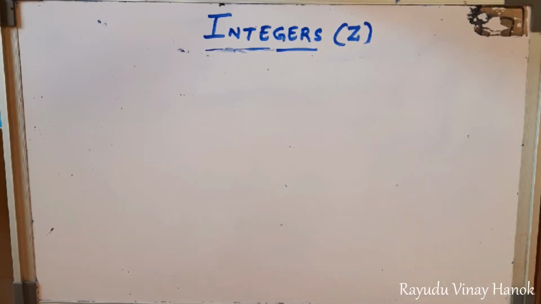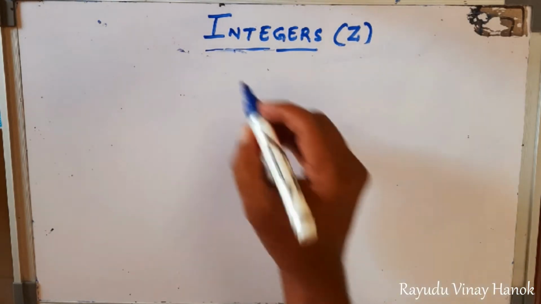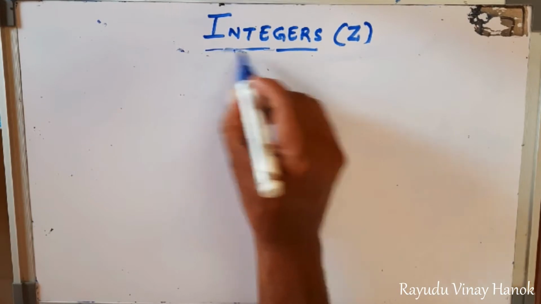In this session, we're going to learn about operations on integers. Operations on integers mean we're going to add integers, subtract integers, multiply and divide them, right? So before that, I want to remind you once what integers are.